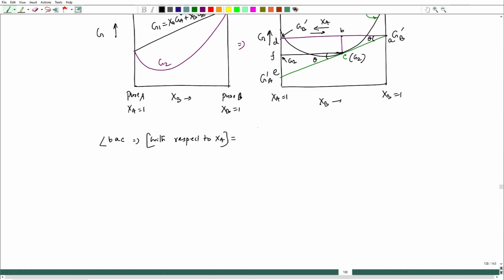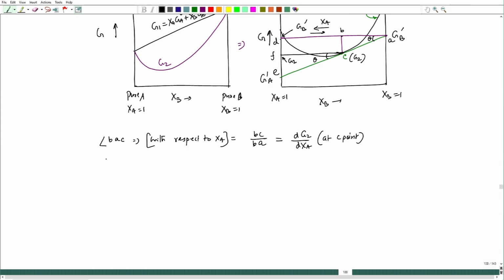So, it becomes BC by BA. So, this is nothing but dG2/dXA at the C point. Okay.